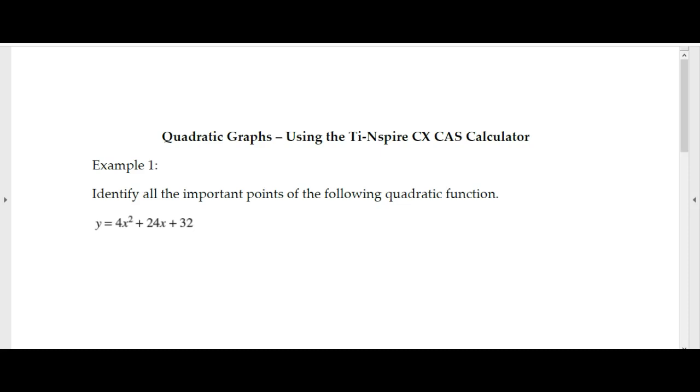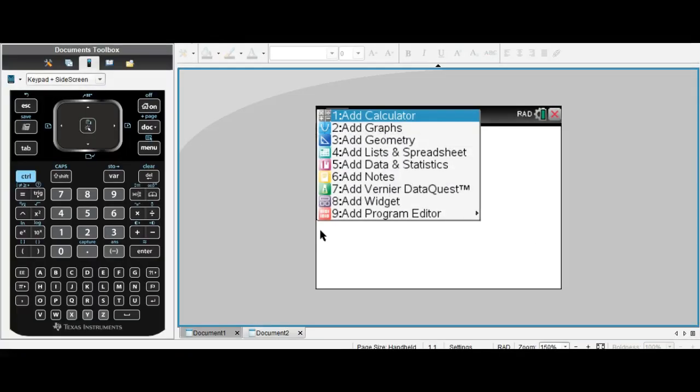So let's get started. In our first example, we've been asked to identify all the important points. So what do we mean by important points? Obviously, they're talking about the y-intercept, the x-intercept or intercepts, we could have more than one, and the coordinates of our turning point. So let's fire up our CAS calculators.